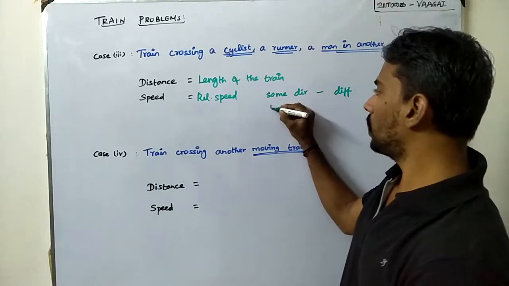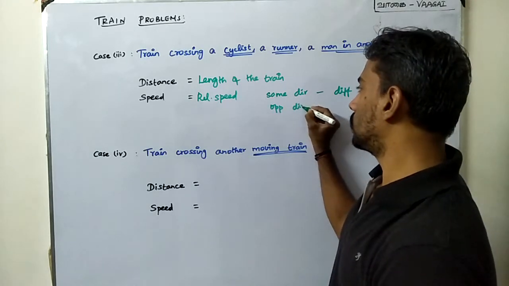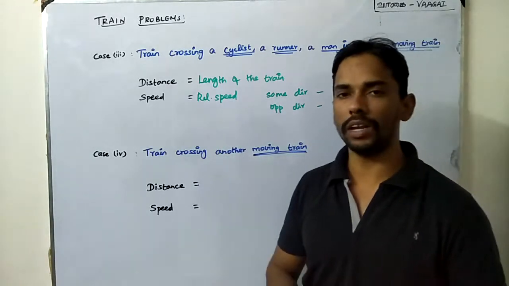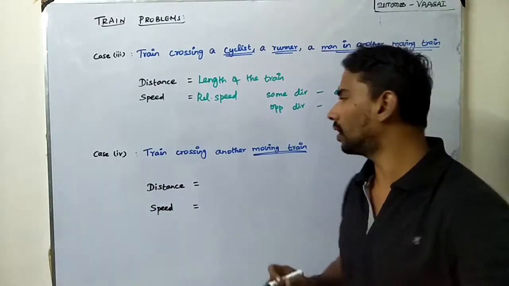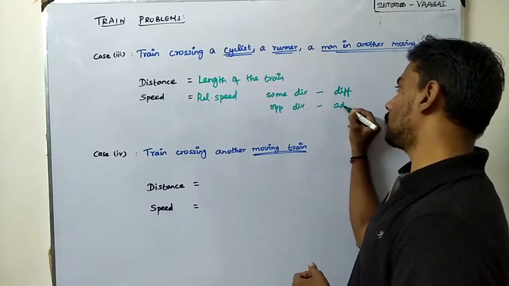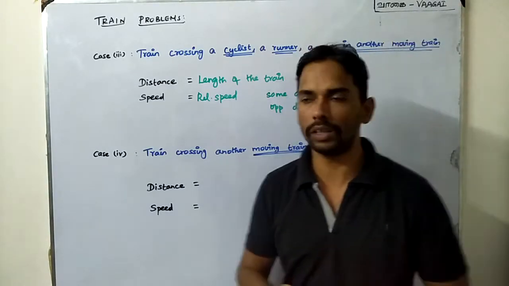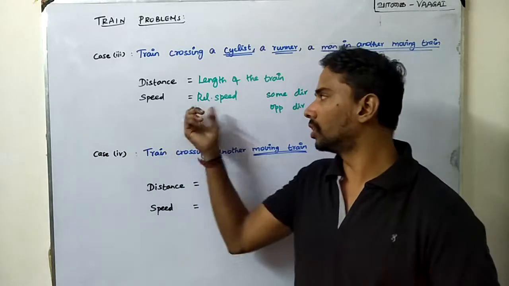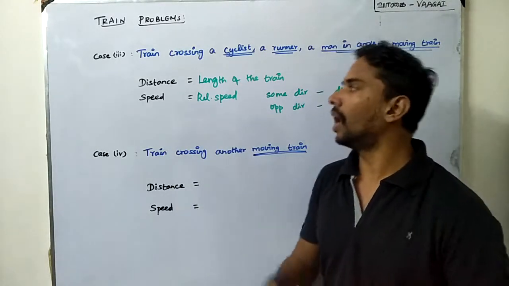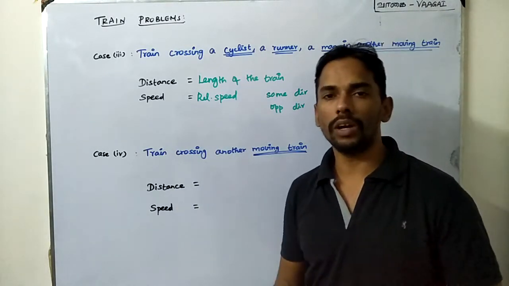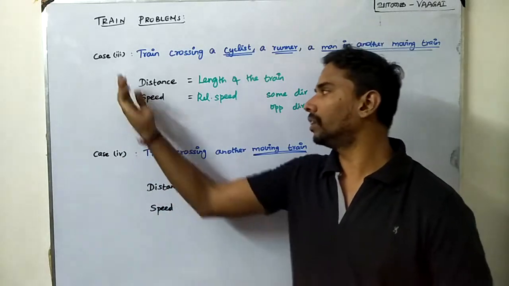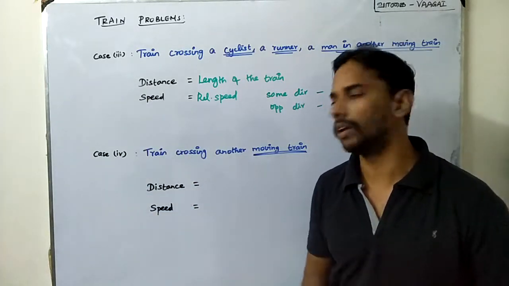And if the objects are moving in opposite directions, that is, if the cyclist and the train are both moving in opposite directions, then we take the sum, the addition of the 2 speeds. This is how we find the relative speed. And finally, we find the time just by dividing the distance by the speed, as we did earlier.